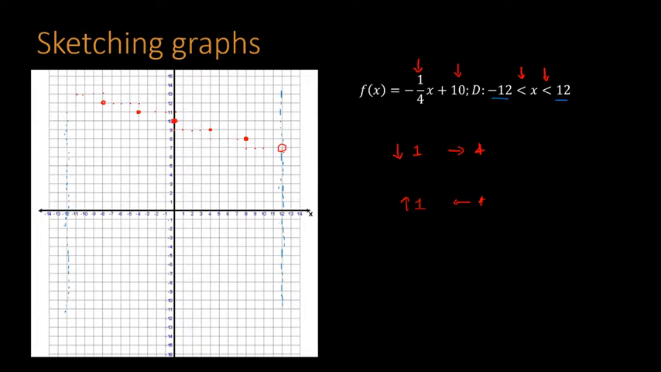I'm going to go to my other boundary line. I'm going to plot an open circle there. Okay, because again, I'm saying my function runs to that point but doesn't actually include it. And then I'm going to run a line through all of my points as straight as I can. And there's the graph of my function. So I have the function f of x equals negative 1/4 x plus 10, where the domain of x is between negative 12 and positive 12, but not including those points.